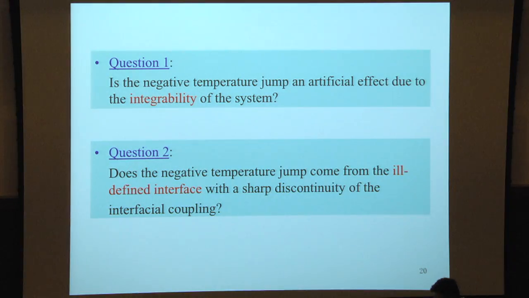So now comes the question. Since we consider an integrable model, question number one is: is the negative temperature jump an artificial effect due to the integrability of the system? And the second one is that we consider an interface. This interface has a sharp discontinuity of the interfacial coupling. So question number two is: does the negative temperature jump come from the ill-defined interface?